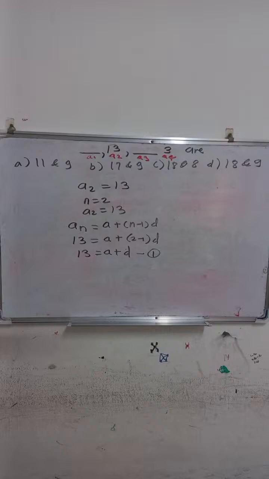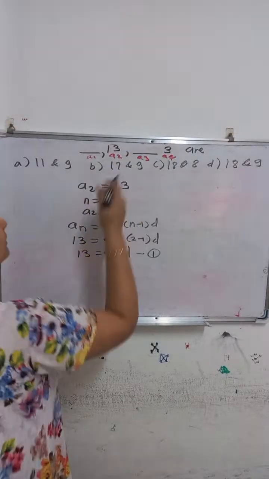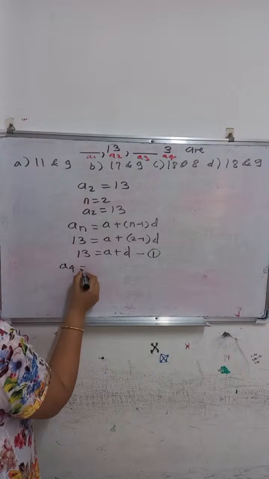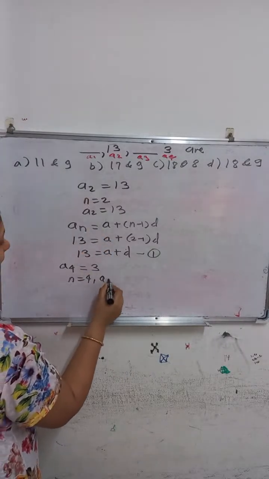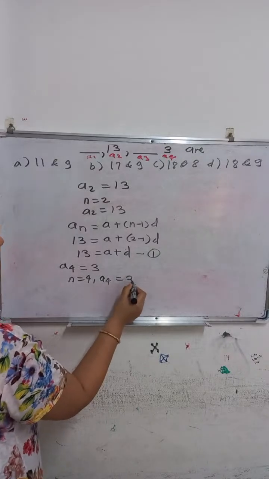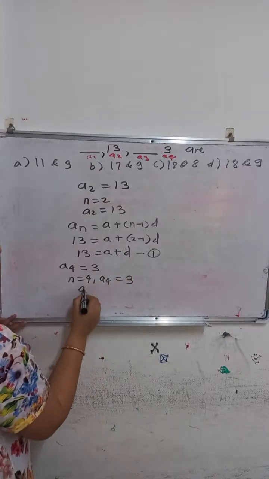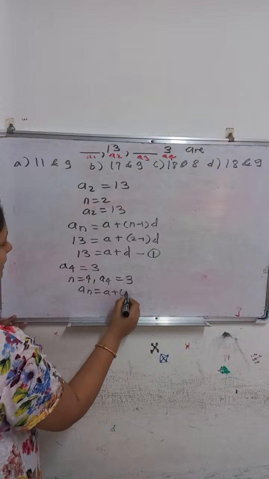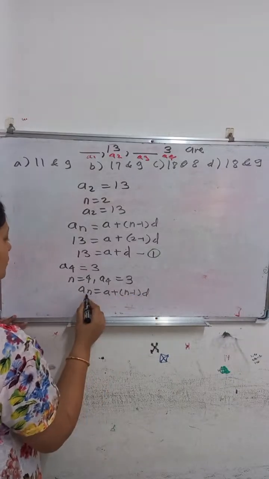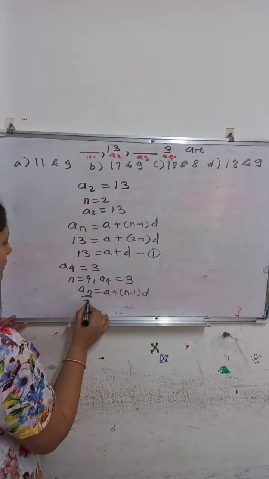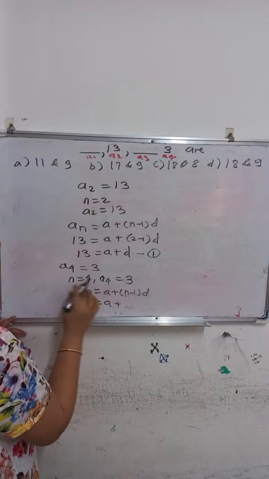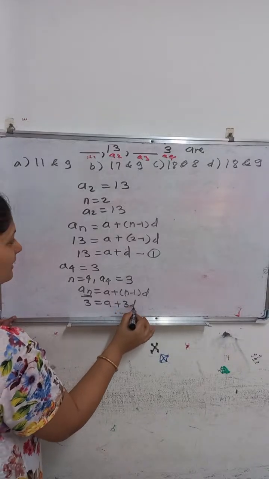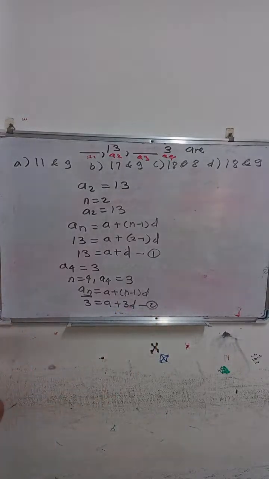Okay. Now once you get this as equation number 1, then again you can check here. The fourth term is nothing but 3. That means n is equal to 4 and a4 is 3. Then we can again use an is equal to a plus n minus 1 d. So the fourth term is 3, a I will keep as it is, and here n is 4, 4 minus 1 is 3d. So this is equation number 2.